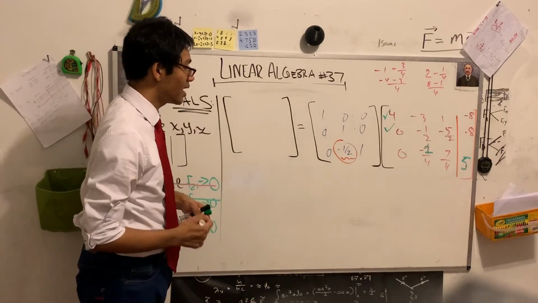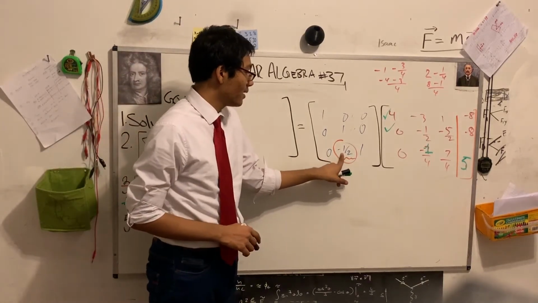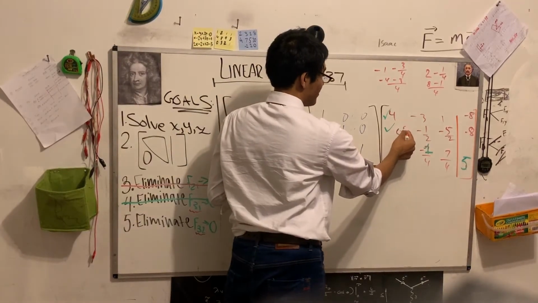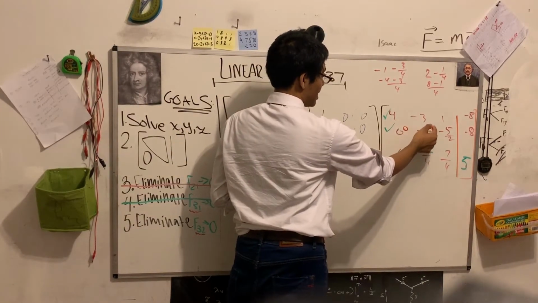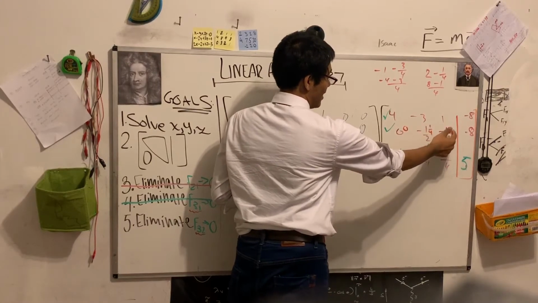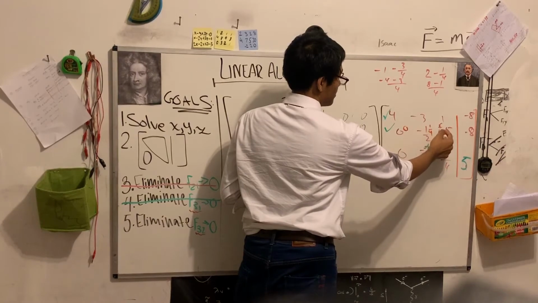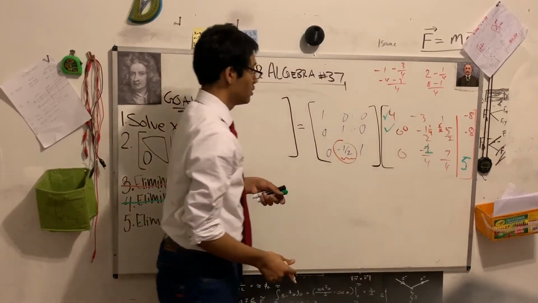Now let's see if the multiplier is good. If I multiply my second row by minus half, let's see what I get. 0 times minus half, 0. Minus half times minus half, 1/4. Minus half times minus 5/2, 5/4. So why are we multiplying the second row? Why not the first row?